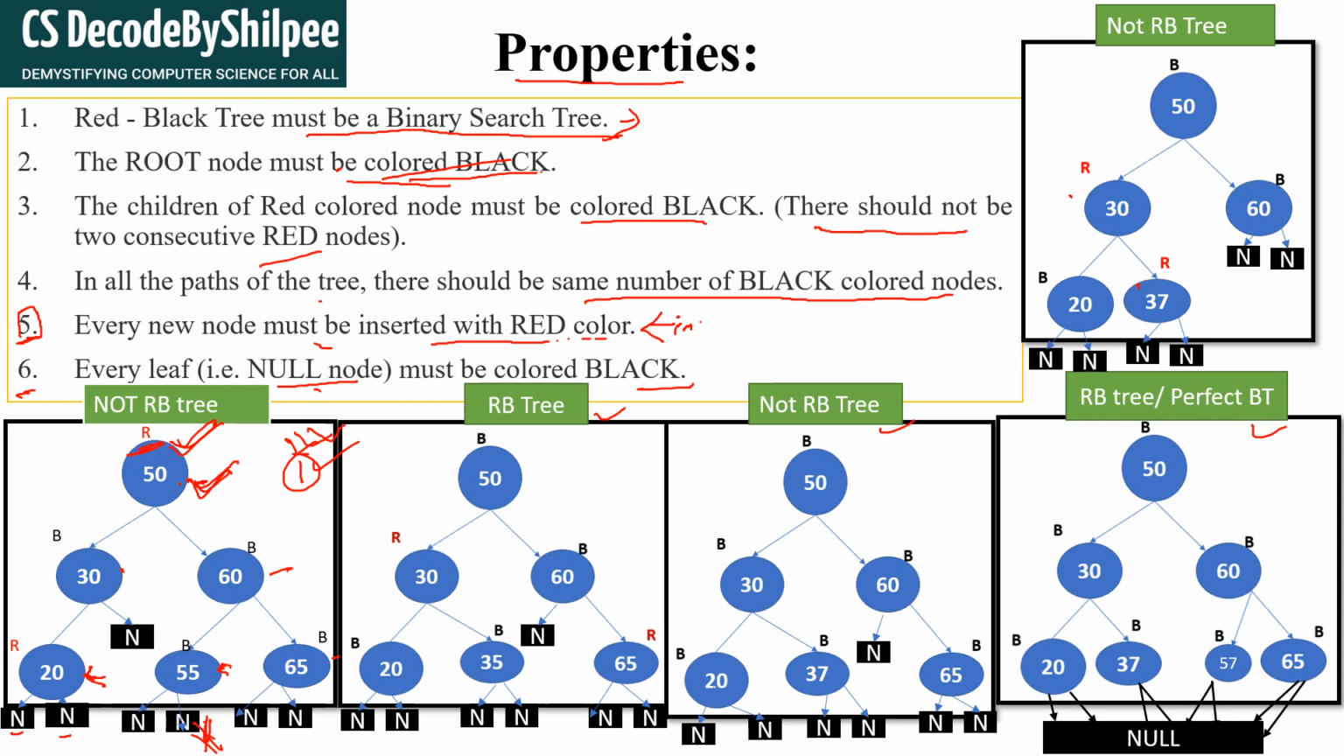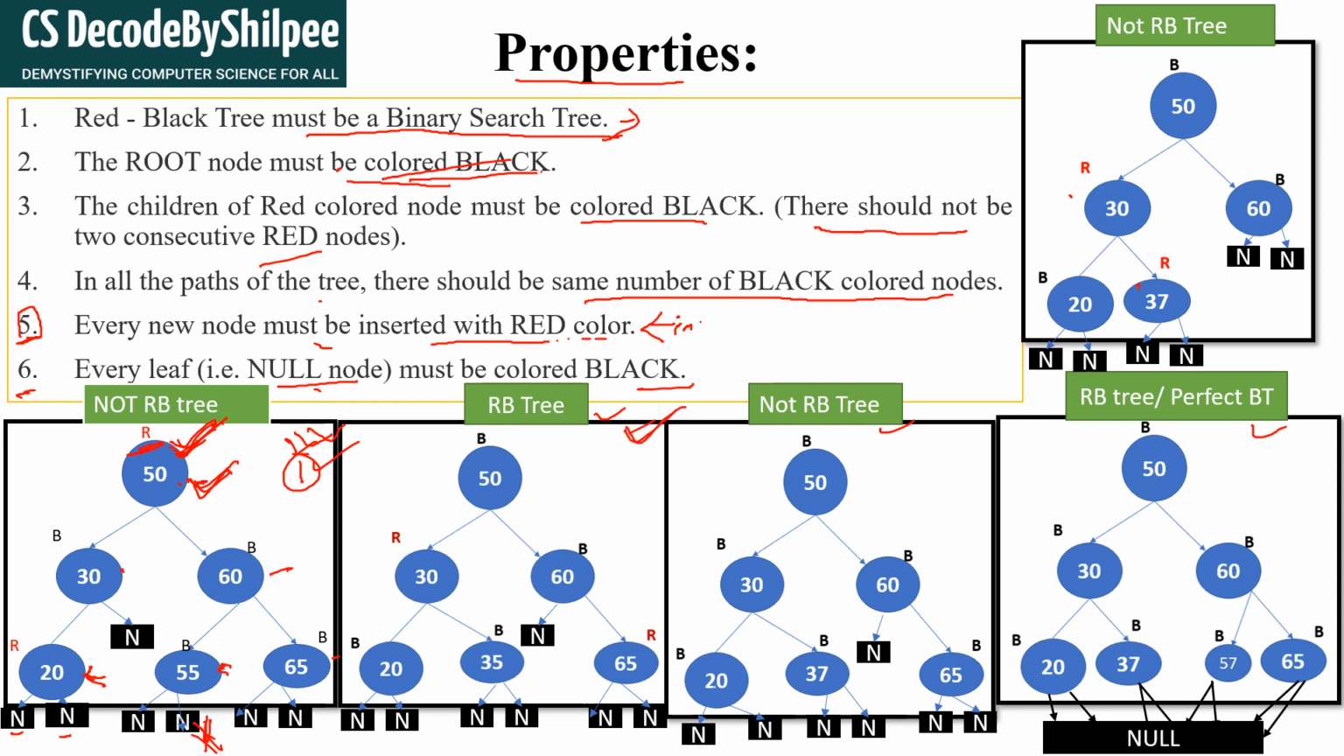If the second property is violating, it's not required to check the remaining properties. You can directly say that this is violating the property and this is not a valid red black tree, right? So next, coming to the next tree, we'll check whether it is following all 6 properties or not.